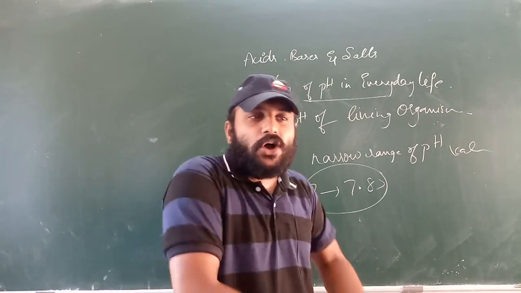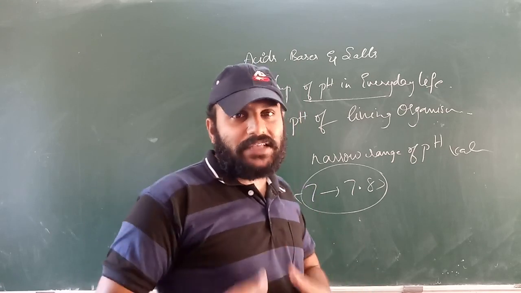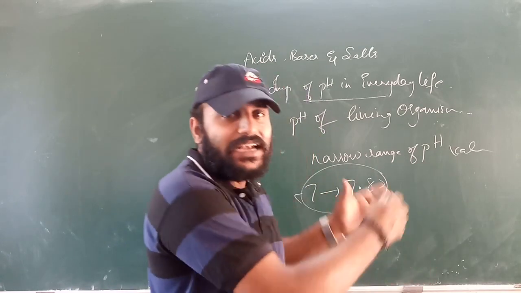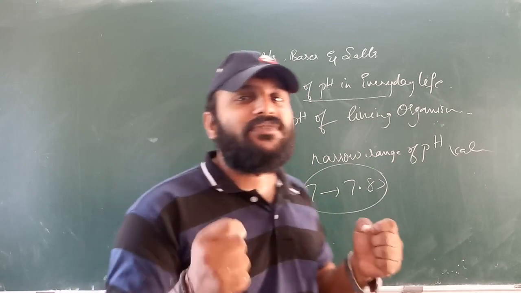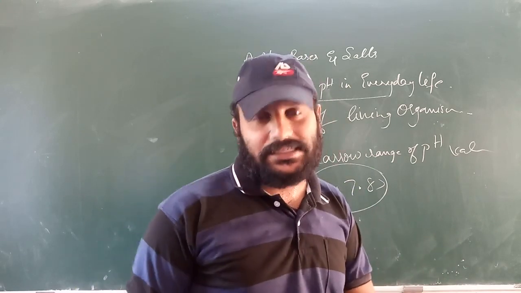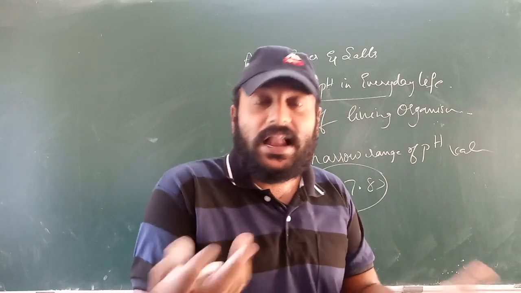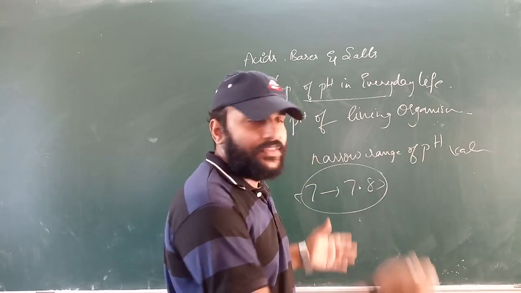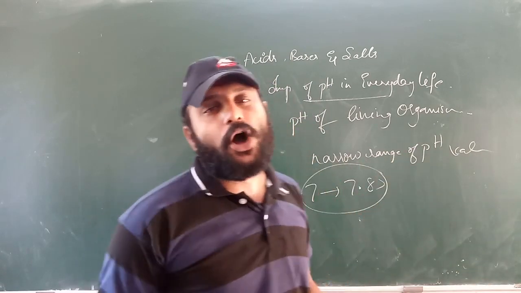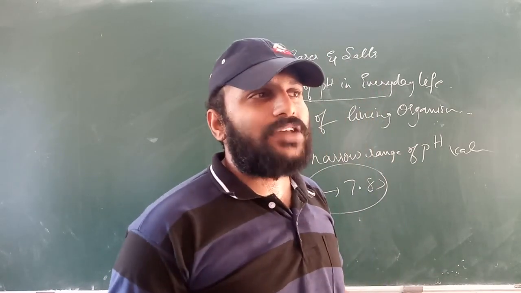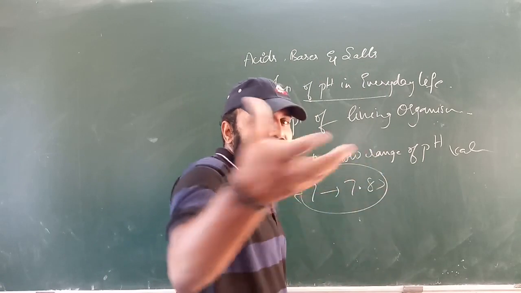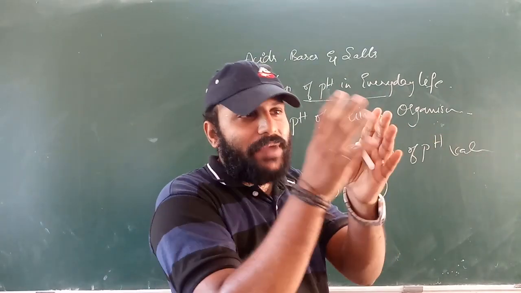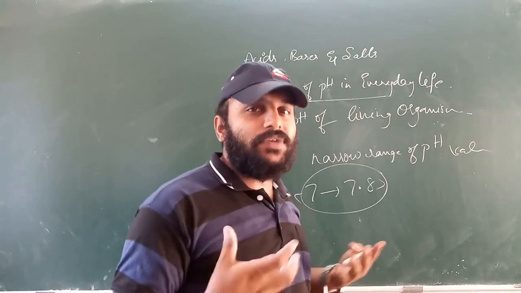In the same way, different organs will have different acidic and basic nature in the human body. If the pH value is greater than the limit or less than the limit, it will create many problems in the human body. It may cause diseases like cancer and ulcers. So from this we can say that the pH value of living organisms has a very narrow range, and based on that narrow range only, living organisms work.